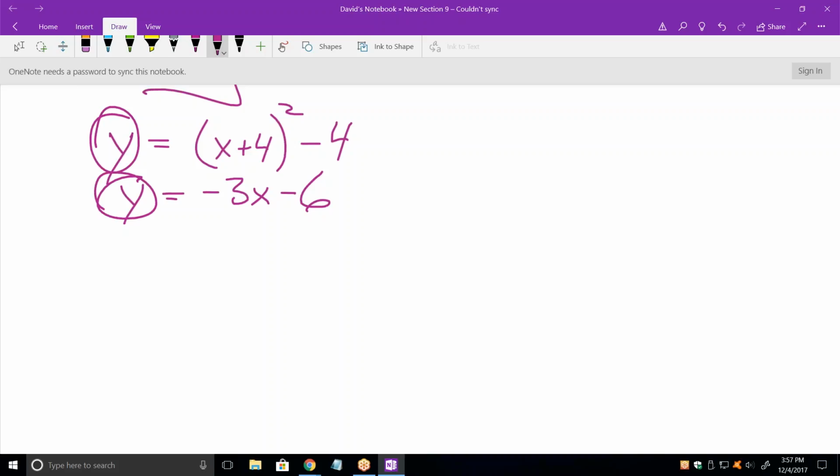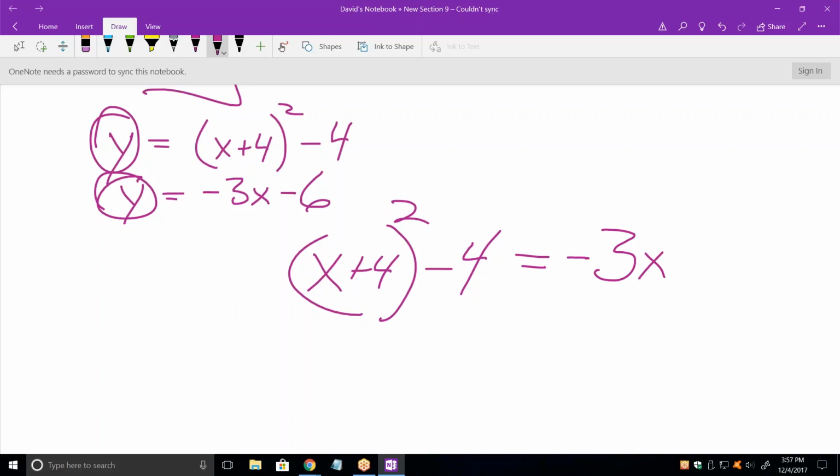This is a system of equations. The x's are equal and the y's are equal. So if y is equal to y, well then I can do this: (x plus 4) squared, which is the top y, minus 4 has to be equal to the bottom y. Now we just have an equation to solve.